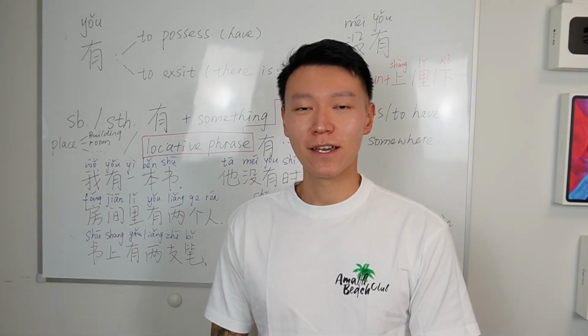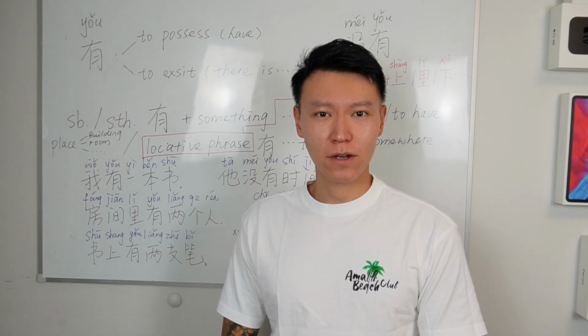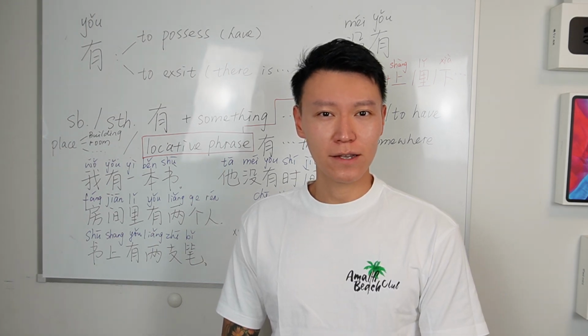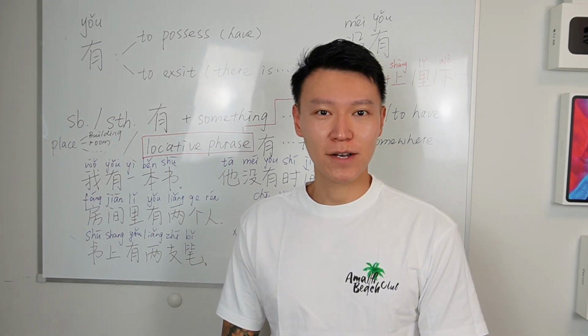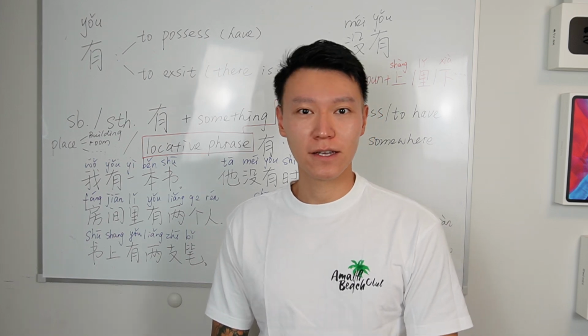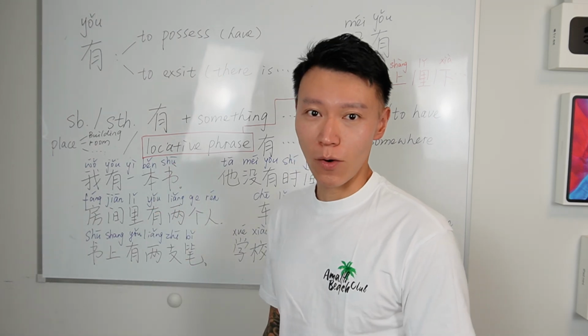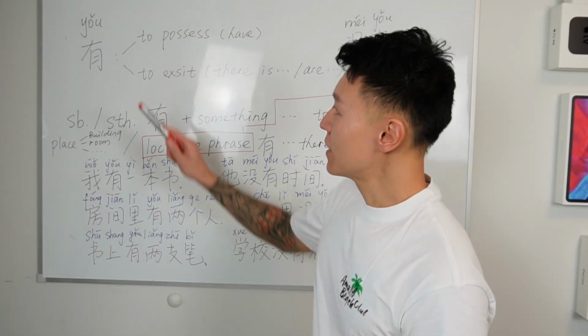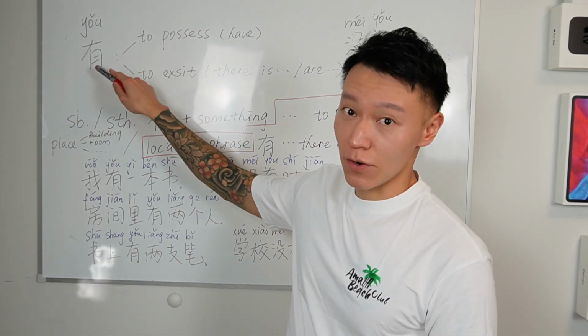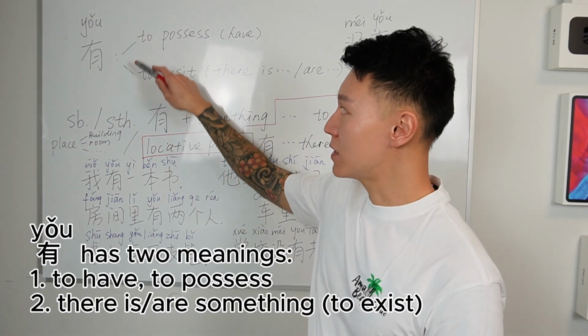我是 Charlie. In today's video, we're going to talk about one character that is quite basic, but it has several meanings. Let's take a look. This character is 有. And when we look at Chinese character 有, we will see two meanings of it.